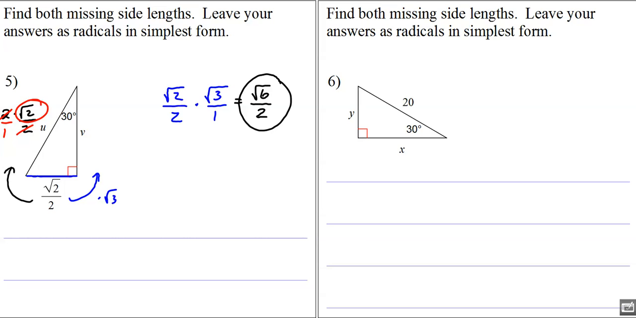Number 6. This one, they give me the longest side is 20. So this is the hypotenuse. To get the shortest side, I just chop it in half. I get 10. And then to get the freak, or the middle side, I times that by radical 3. And boom, we are done.